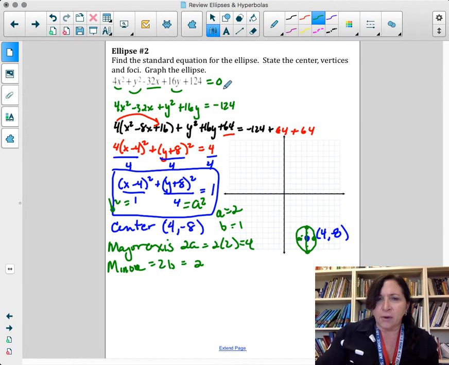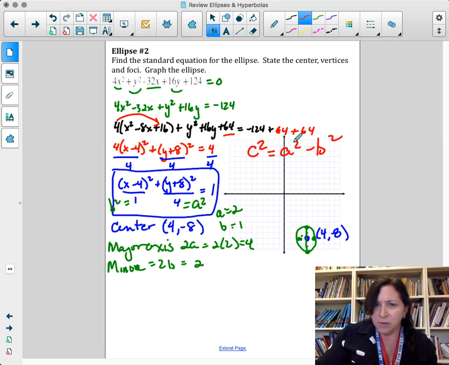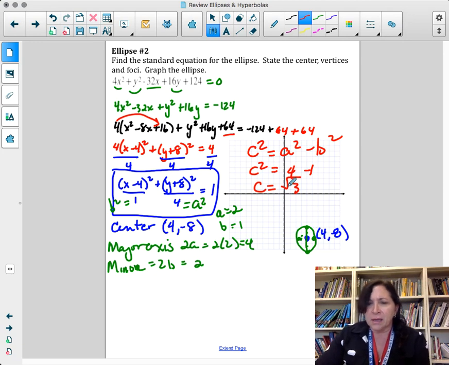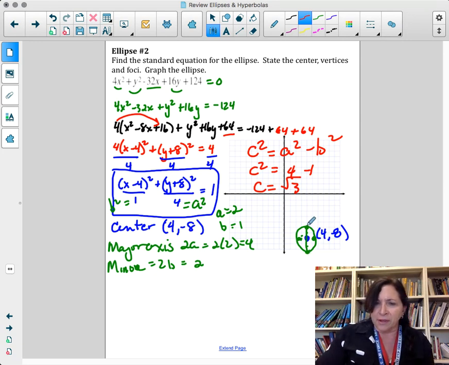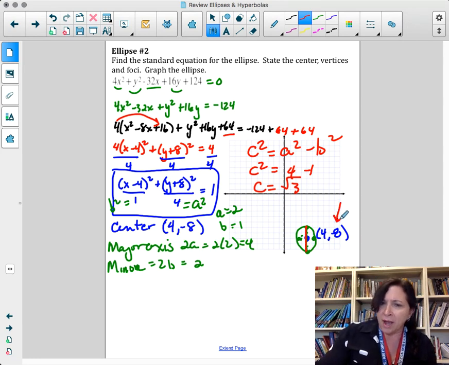So what I have now is this shape, and the last thing I need to resolve is what my focal points are. So c squared is equal to a squared minus b squared. I do need to find my focal points. So c squared equals 4 minus 1. So 4 minus 1 is 3. c is equal to the square root of 3. Because my focal points are always on the major axis, I'm going to add c to my y coordinates. You're going to have to label this point and this point. These are my focal points.